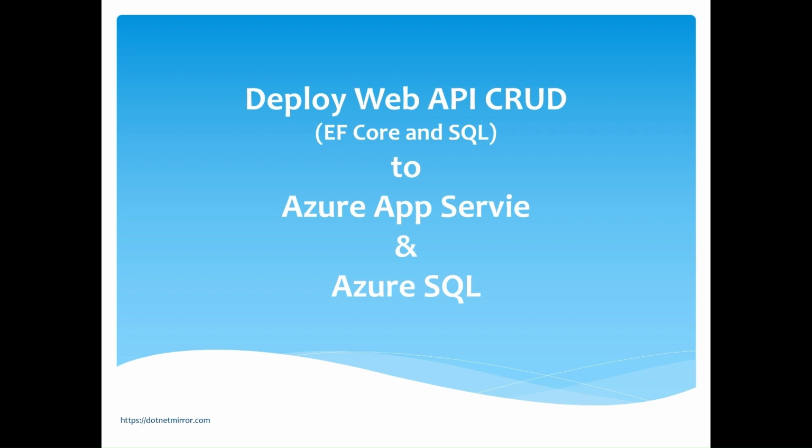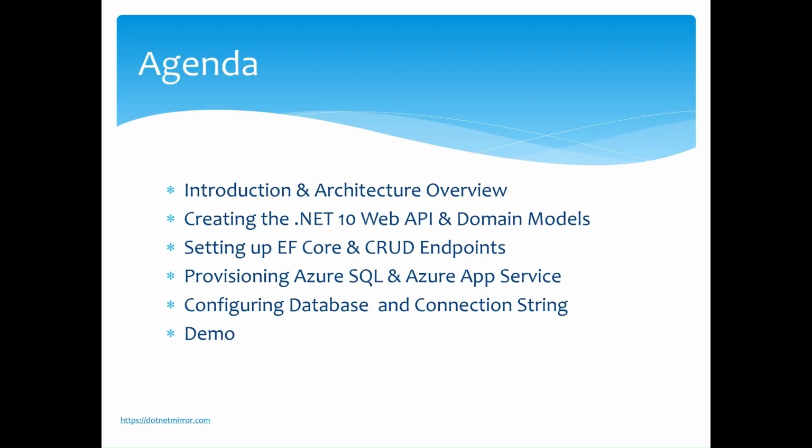Today we are building and deploying a complete production-ready REST API using ASP.NET Core in .NET 10 and Entity Framework Core. We will understand how to build our standard CRUD operations for a certification catalog, test it locally, then provision and deploy the entire setup to Azure App Service backed up by an Azure SQL Database.